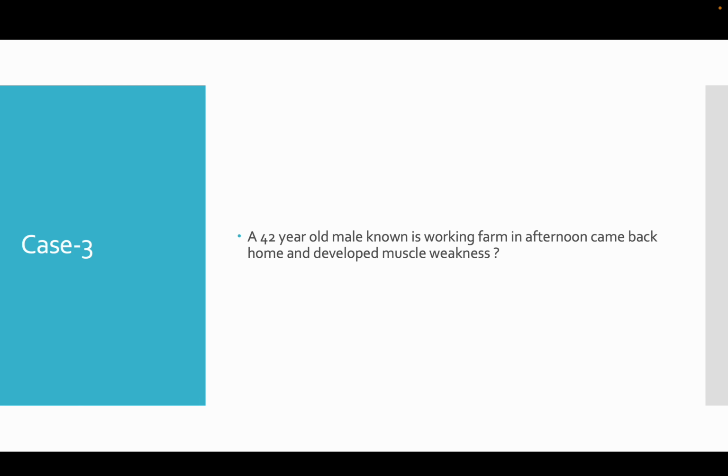A 42-year-old male is a known farmer. He was working in the farm in the afternoon, came back home and developed muscle weakness. One of the most common things when you are evaluating on an OPD basis is to look for a very classic history; history is very important. You don't straight away go into the evaluation of urine electrolytes, ABG, everything, renal tubular acidosis and all.